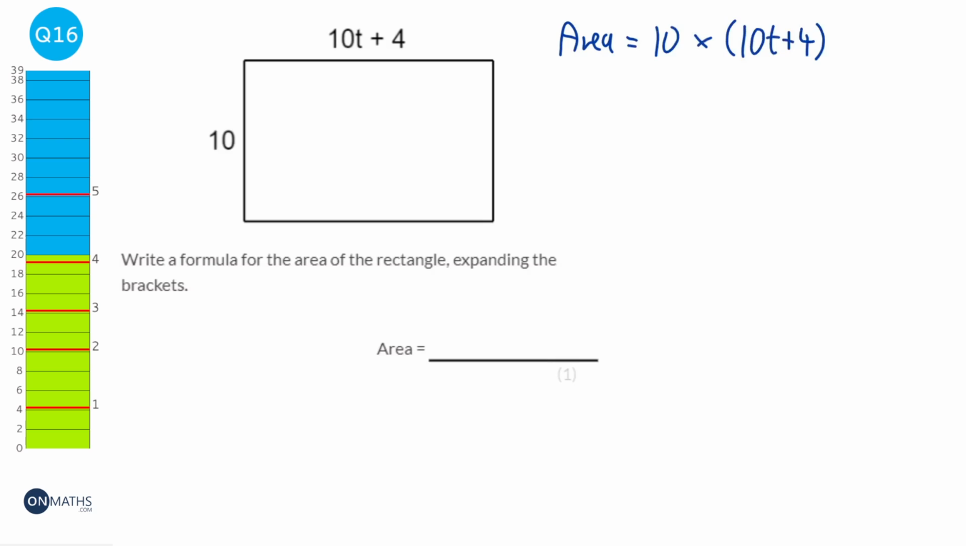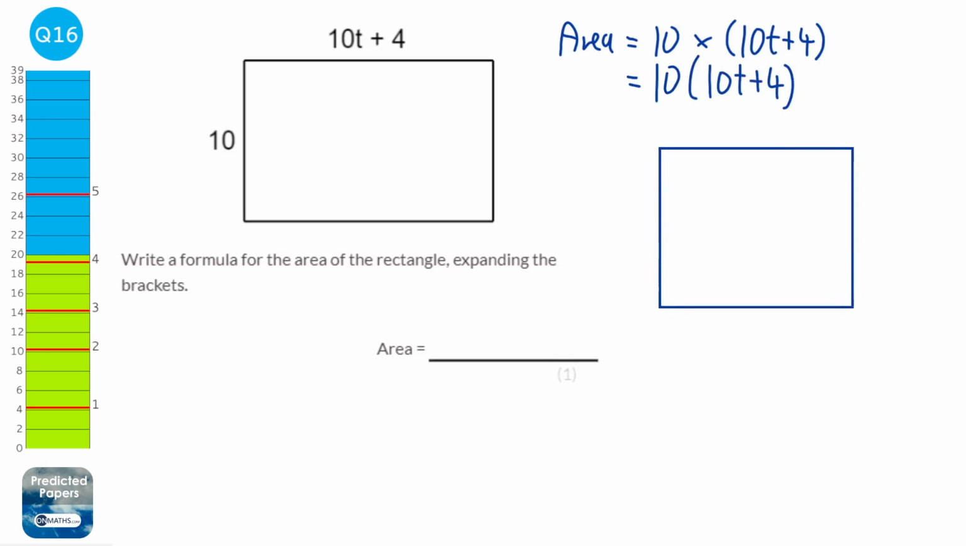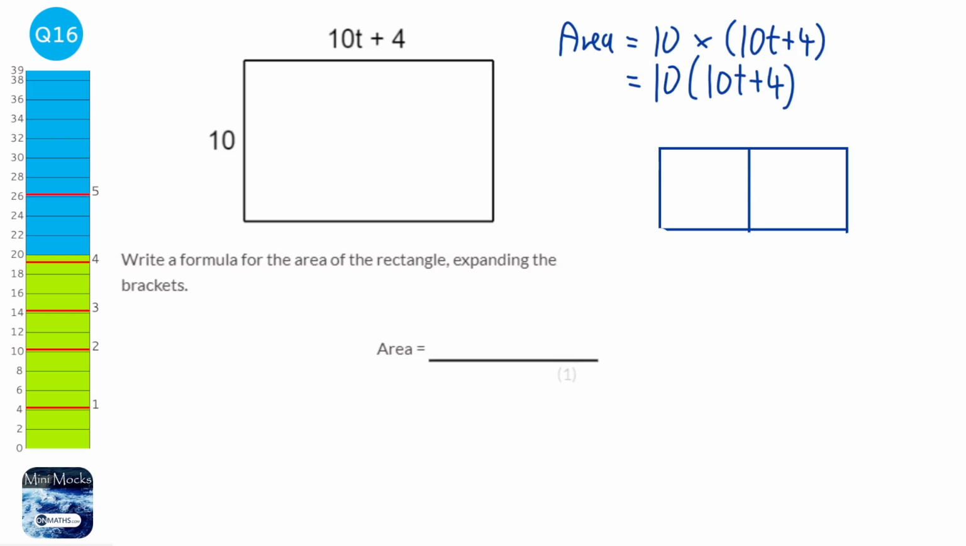And to show that we're doing the whole of it, we put it in brackets. So a different way of writing that is 10 brackets 10t plus 4. Whichever method you use to expand brackets, feel free to do it here. I'm going to just do the grid method. So we've got 10 times 10t plus 4. We're timesing them, so 10 times 10t, 10 times 10 is 100, so it'd be 100t, 10 times 4 is 40. So our answer will be 100t plus 40.